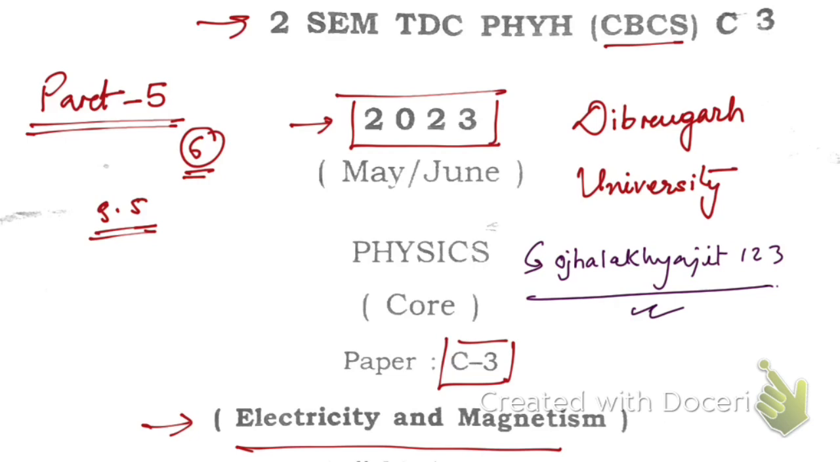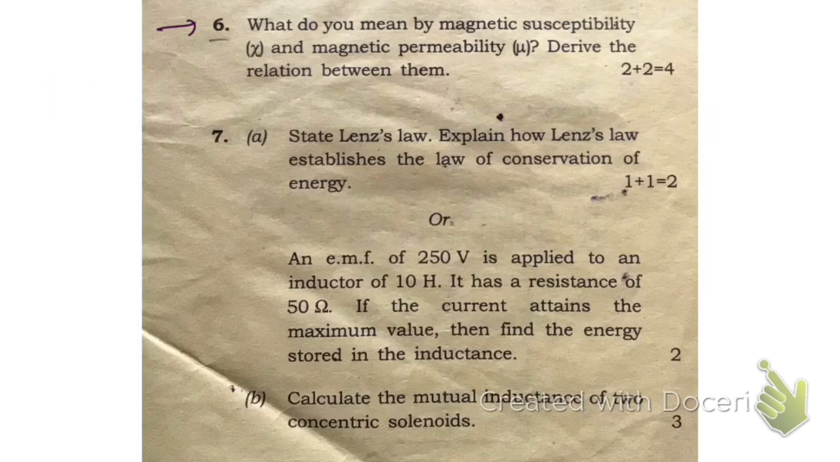So now let's start with question number 6. What do you mean by the magnetic susceptibility and magnetic permeability? Derive the relationship between them. I have already made a video on this topic. The link is in the description box. I have written question number 6 and then I have given the link in the description box, so you can check the description box.